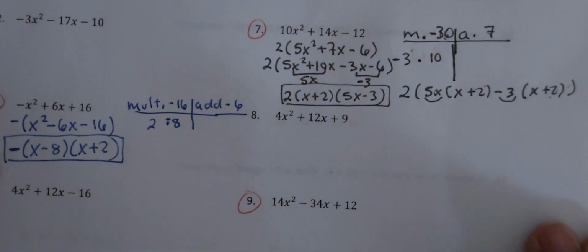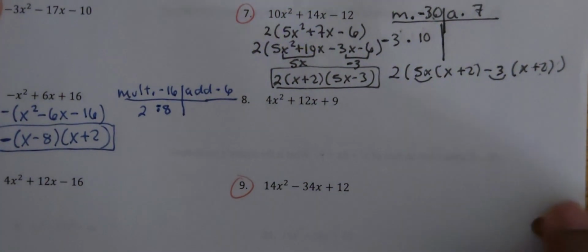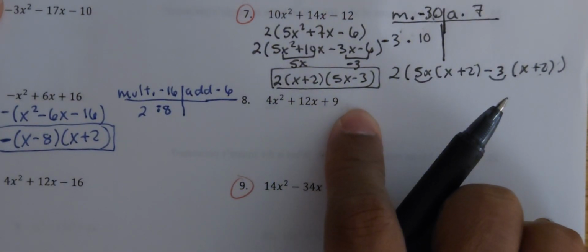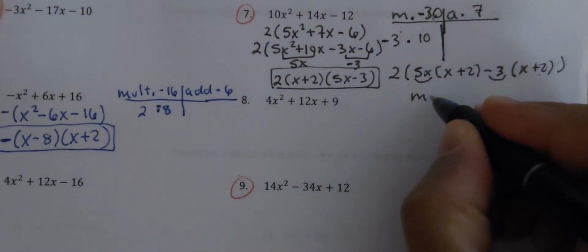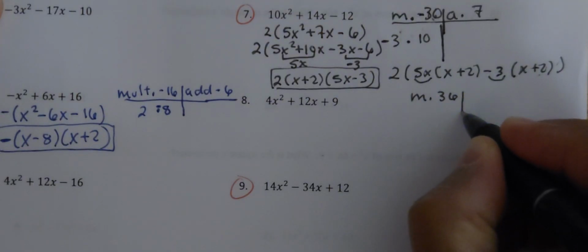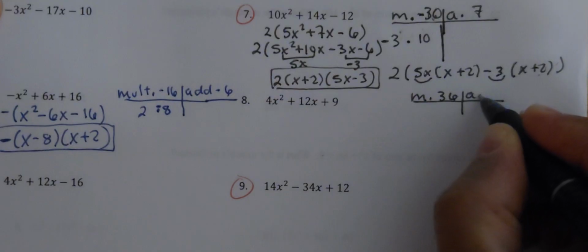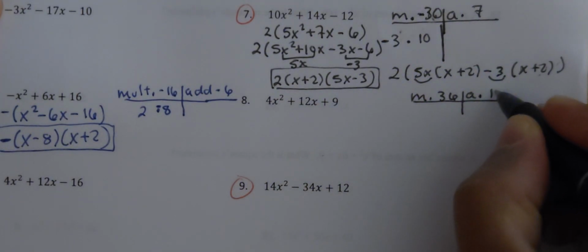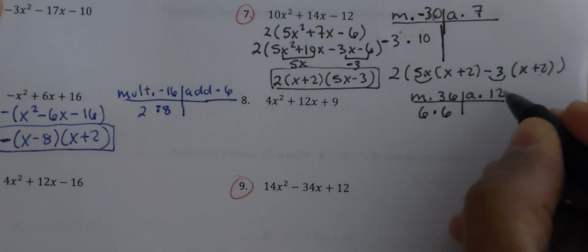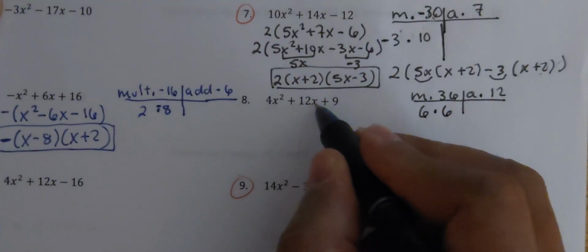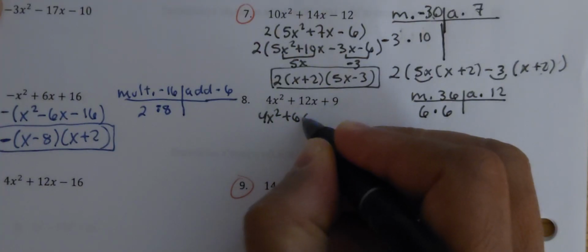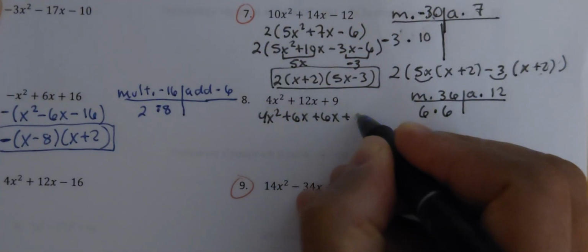Okay, so this one took a little bit more work again because a is not equal to 1. The next one, there's no GCF here because there's no number that goes into 4, 12, and 9. So then what we do is we multiply a times c. A is 4 and c is 9. So that's equal to 36. And then find the multiples of 36, and when we add them, give us a 12. And I hope you see those right away because 6 times 6 gives you 36, and 6 plus 6 gives you 12. So I'm going to split 12x into 6x plus 6x. So then 4x squared plus 6x plus 6x plus 9.